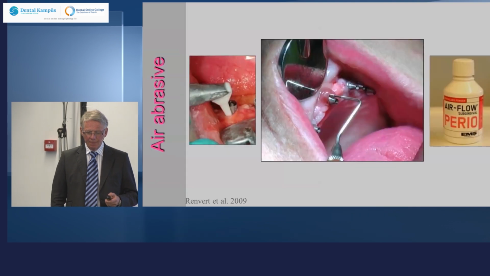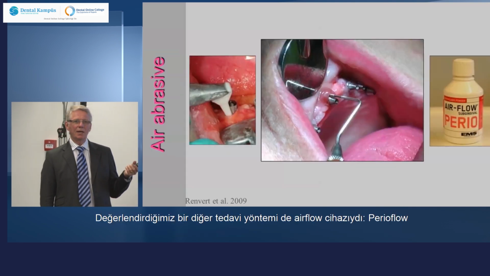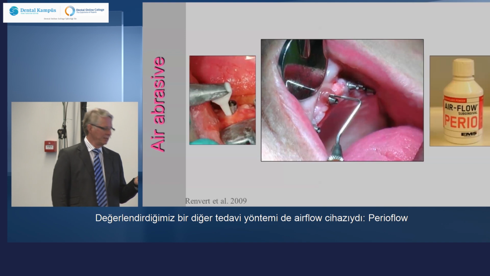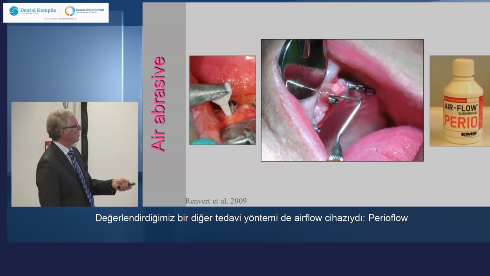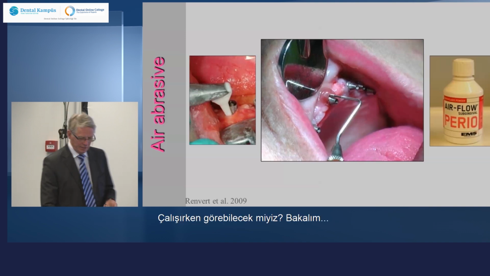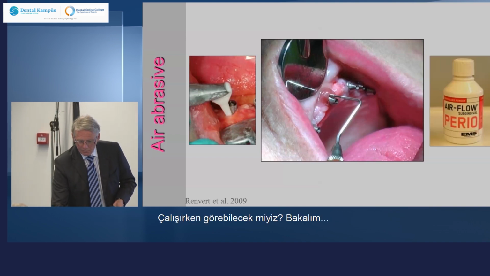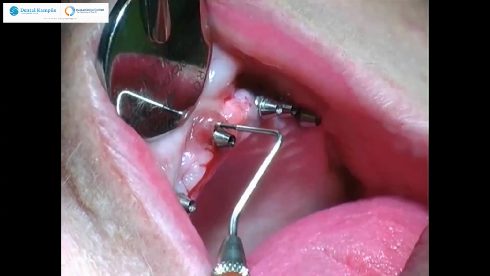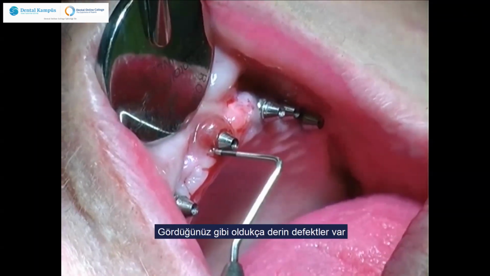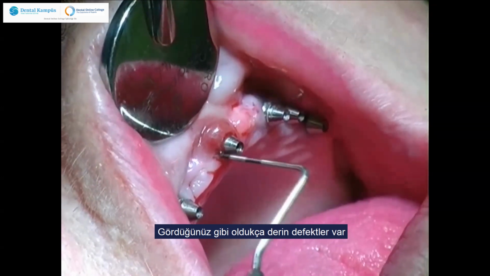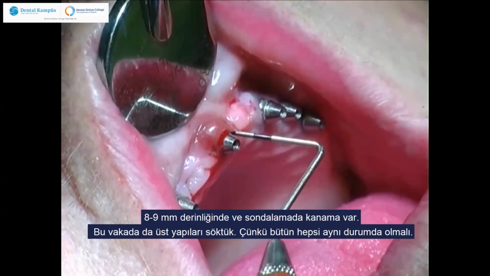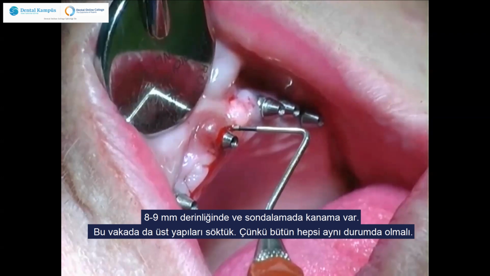The other type of treatment modality that we evaluated was the airflow device, the PerioFlow. And let's see if we can get it working. Yeah. As you can see, they are quite deep defects, 8-9 millimeters deep, with bleeding on probing.